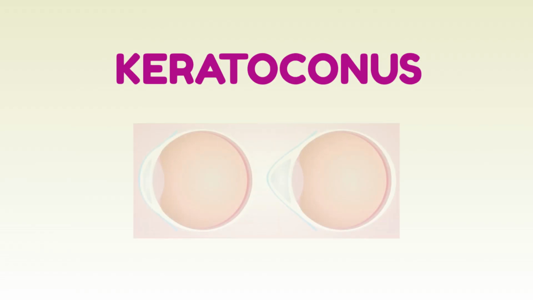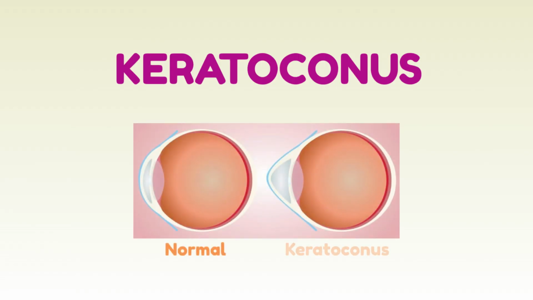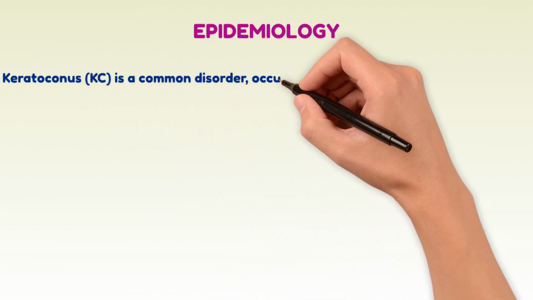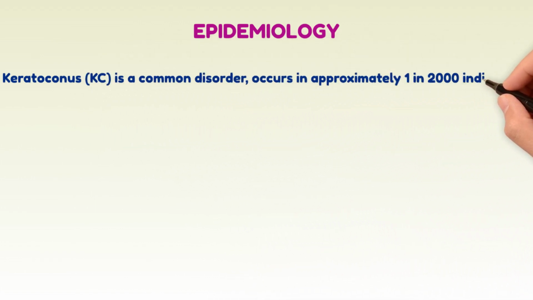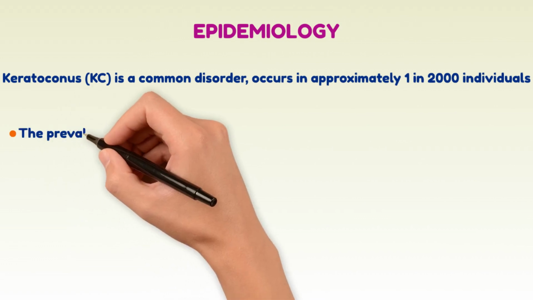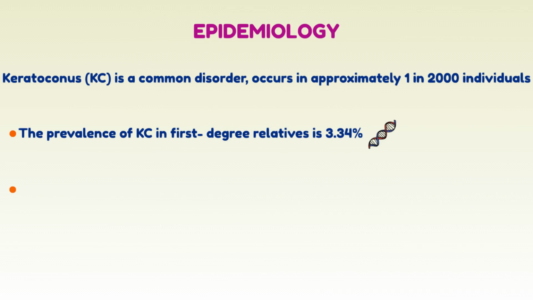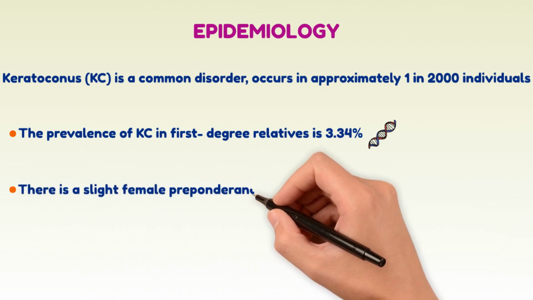Hello everyone, this video will talk about keratoconus. Keratoconus is a common disorder that occurs in approximately 1 in 2,000 individuals. The prevalence of keratoconus in first-degree relatives is 3.34%, with a slight female predominance.